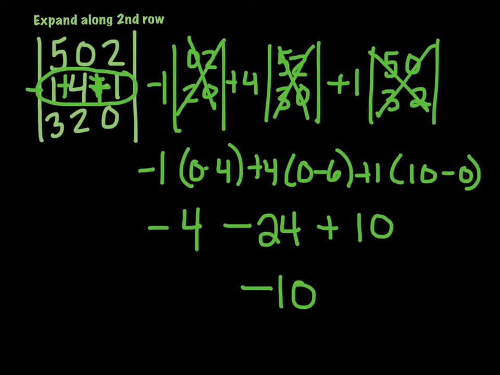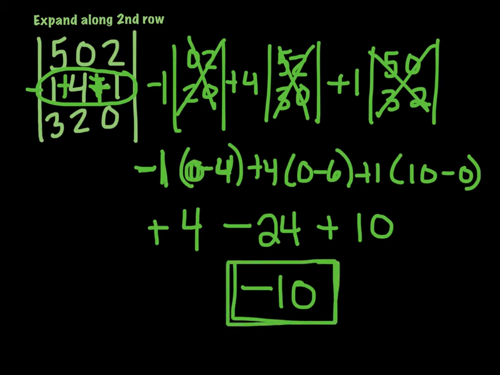Aha, I knew I'd made a mistake. Negative 1 times 0 minus 4 is positive 4. That's why it equals negative 10. So sorry about the mistake. I'm not going to go back and erase it now. Too bad. But you notice it's negative 10. It's the same thing as the last two were. So hopefully now you understand expansion by minors.